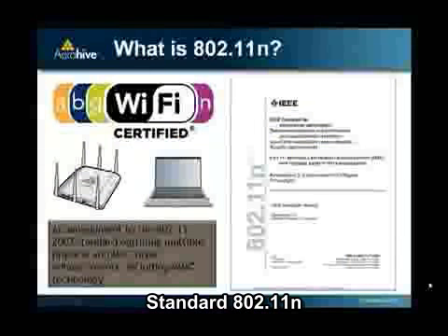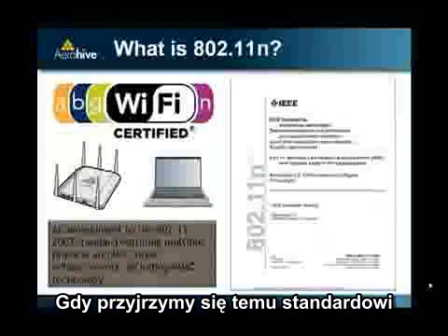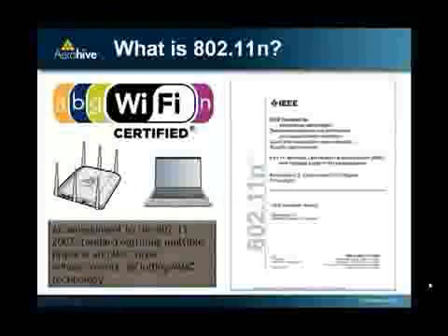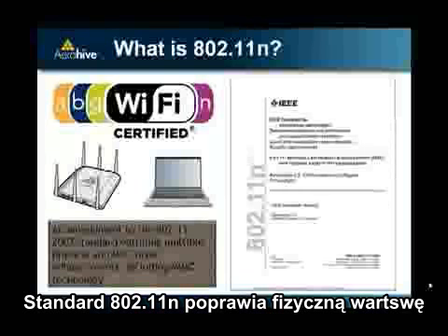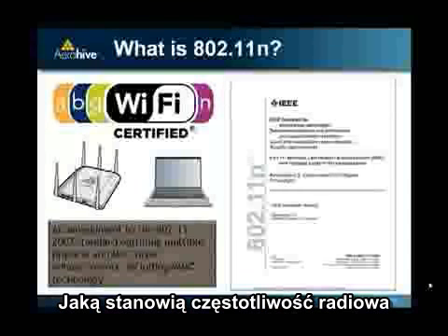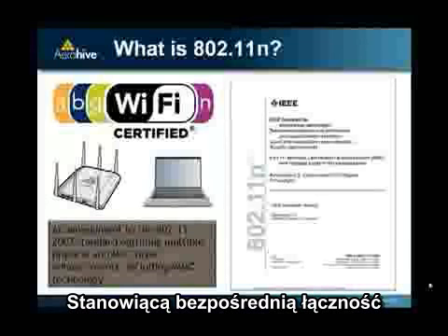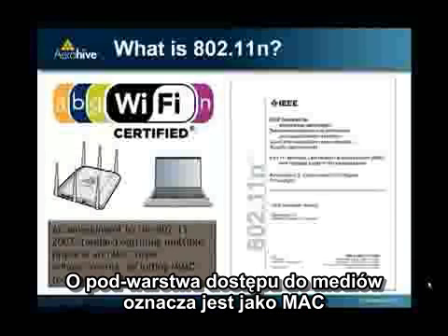The 802.11 standard is an IEEE document describing the technical details of Wi-Fi technology. When you add the standard to the currently ratified amendments, you're looking at over 2,000 pages of technical jargon that reads like federal tax code. The 802.11n amendment covers enhancements to the physical layer, that is radio frequency, and the media access control layer, that is the direct connectivity. The physical layer is often referred to as the PHY, and the media access control sublayer is often referred to as the MAC.